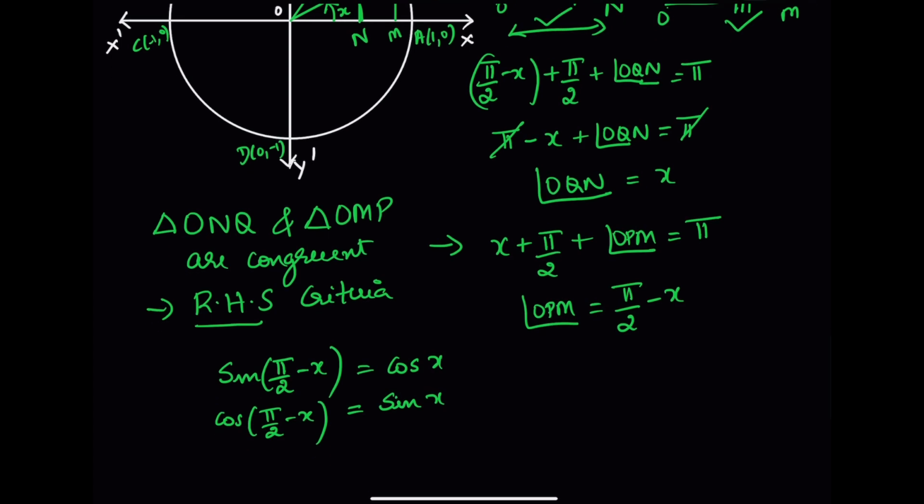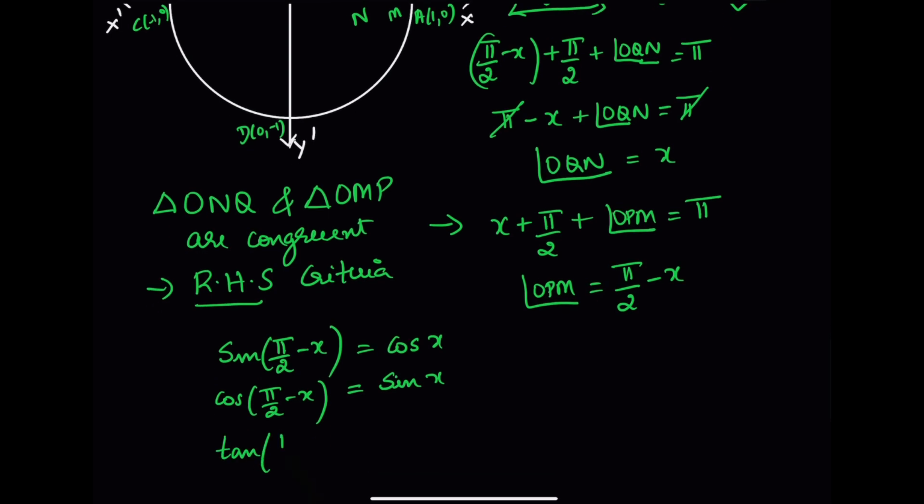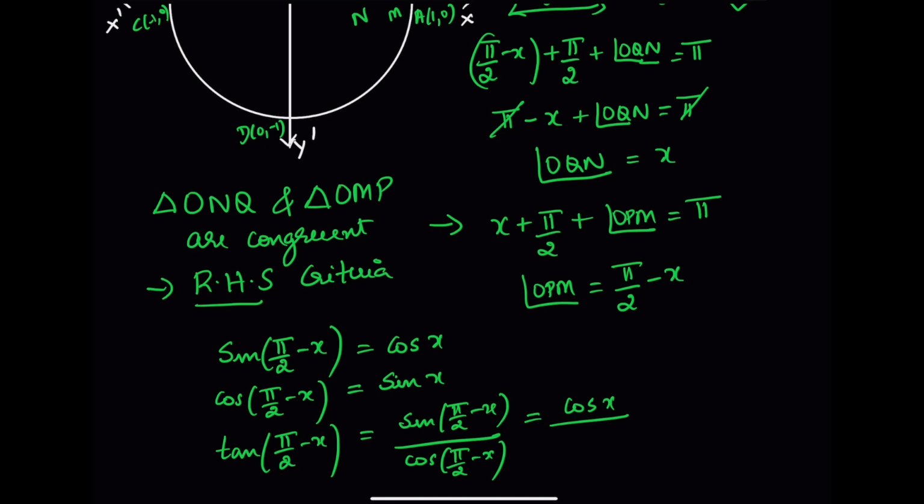Now let's apply this to tan. Tan of pi by 2 minus x is sine of pi by 2 minus x divided by cos of pi by 2 minus x. So sine of pi by 2 minus x is cos x because the coordinates interchange, and cos of pi by 2 minus x is sin x. So we will have cotangent of x, or cot x. So tan of pi by 2 minus x is cot x. So this is how we can find the trigonometric functions at the angle pi by 2 minus x.